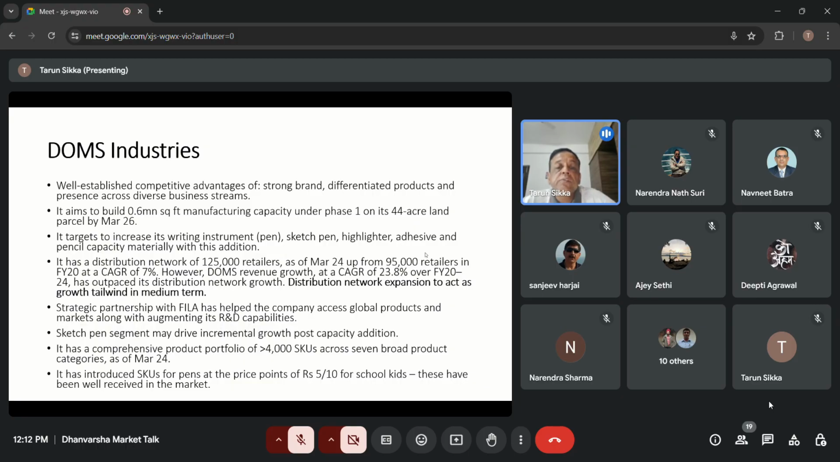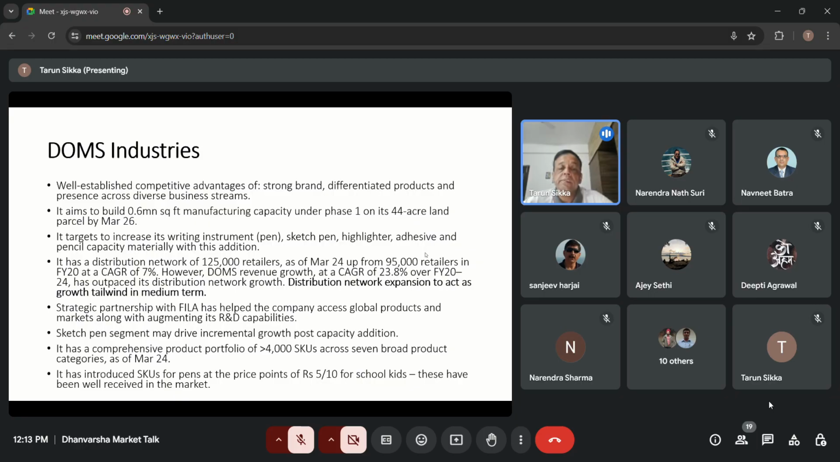It targets to increase its writing instrument, that is pens, sketch pens, highlighter, adhesive, and pencil capacity with this addition. It has a distribution network of around 1,25,000 retailers, up from 95,000 retailers in FY20 at a CAGR of 7%. However, the revenue growth at a CAGR of 23.8% over the last 4 years has outpaced the distribution network growth, which shows that they are grabbing market share. And it is acting as a good tailwind in the medium term.